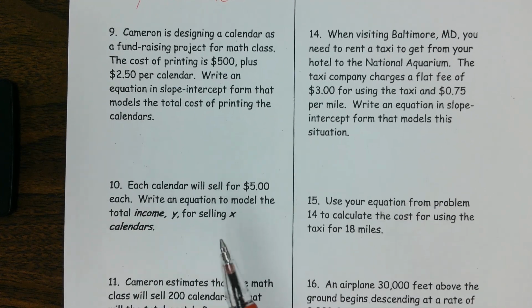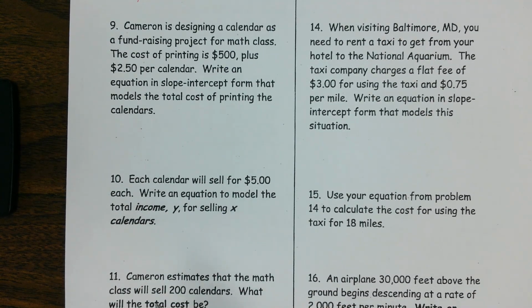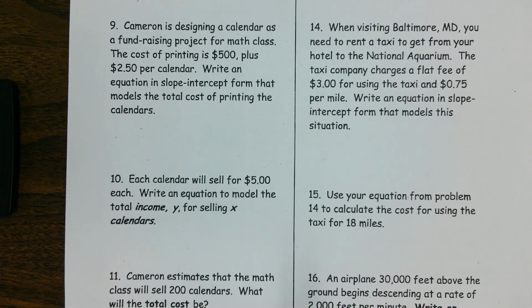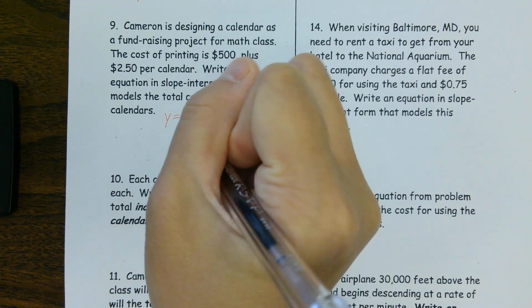Annie. Number 9. Can you read the question for us first? Calendars designed a calendar as a fundraising project for math class. The cost of printing is $500 plus $2.50 per calendar. Write an equation in slope-intercept form that models the total cost of printing the calendar. Y equals 2.50x plus 500.